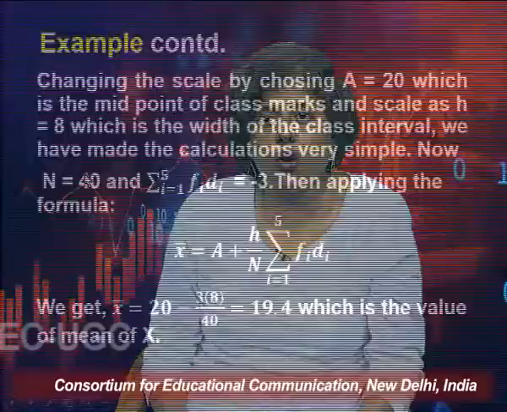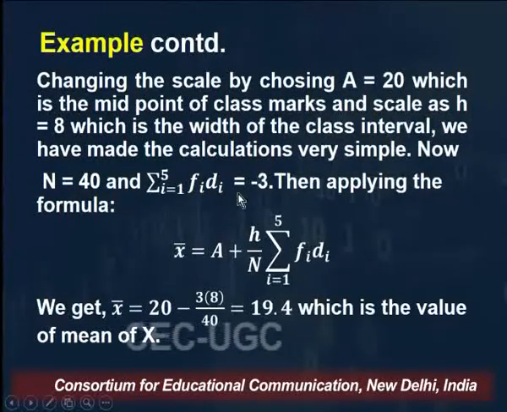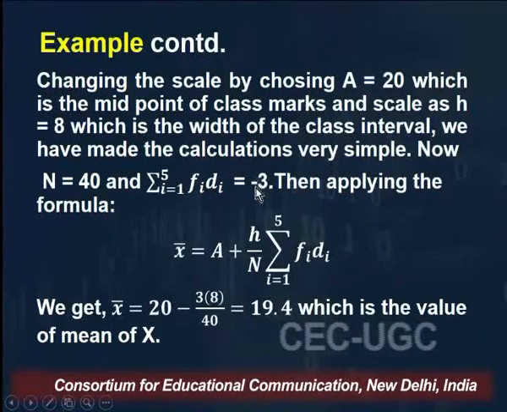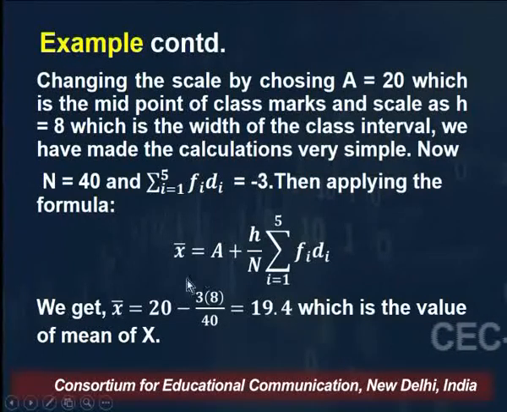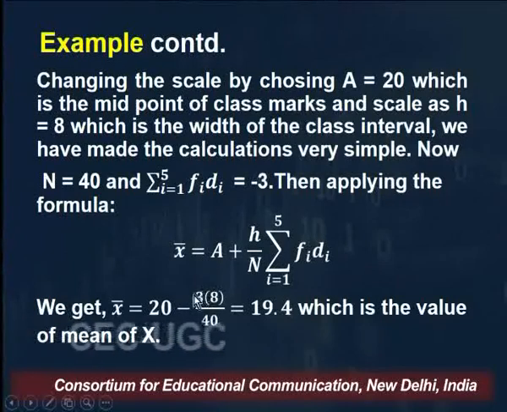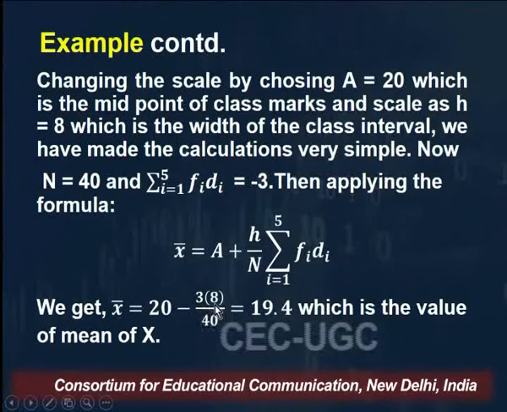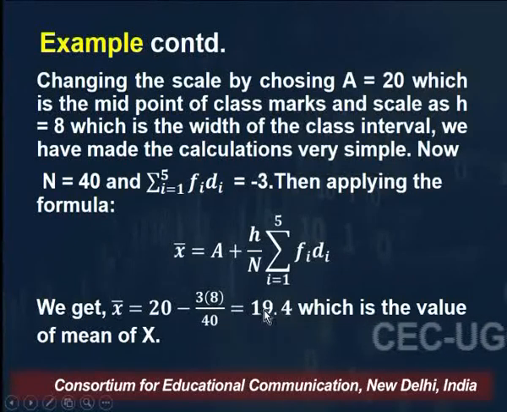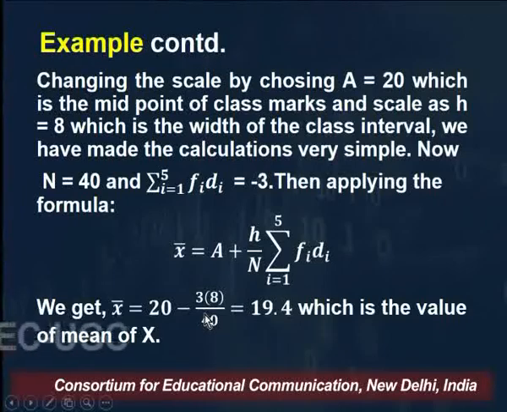Here we have already said capital A is 20 and my small h is 8. Capital N, which is the sum of the third column, is 40, and summation fi di is minus 3. So for x bar, we put these values in this formula and it becomes 20 plus minus 3 into 8 by 40, which is equal to 19.4, which is the value of the mean of x.